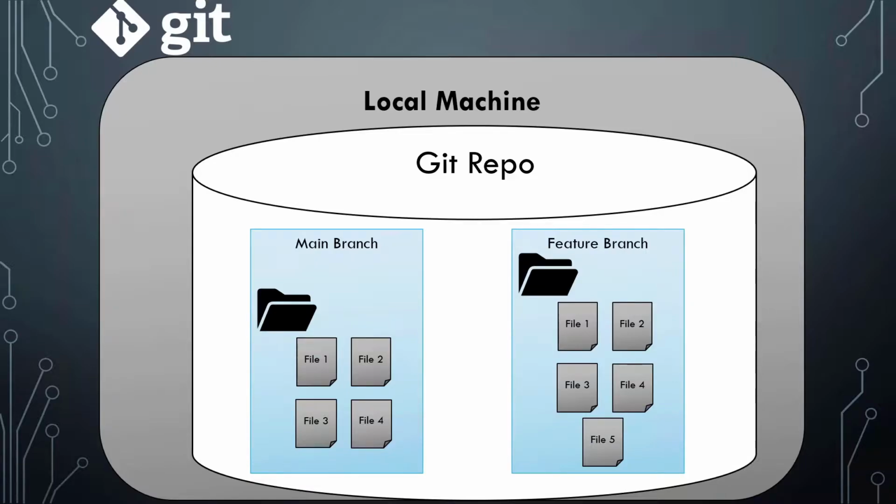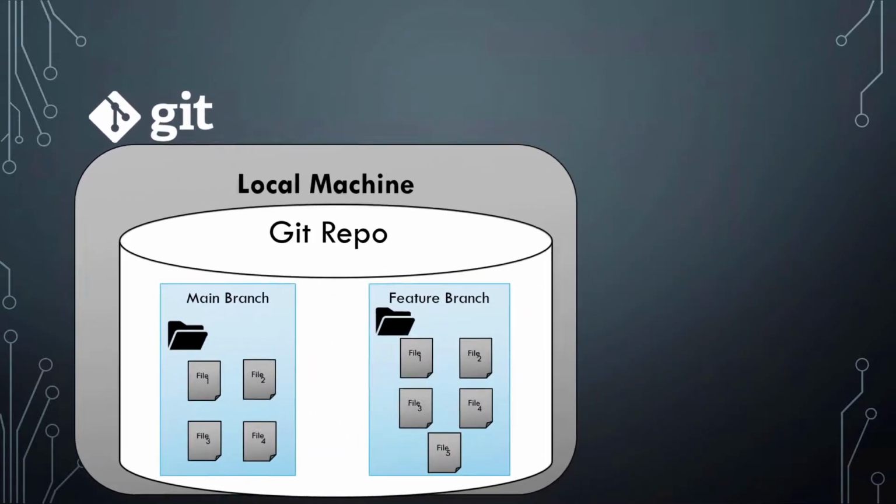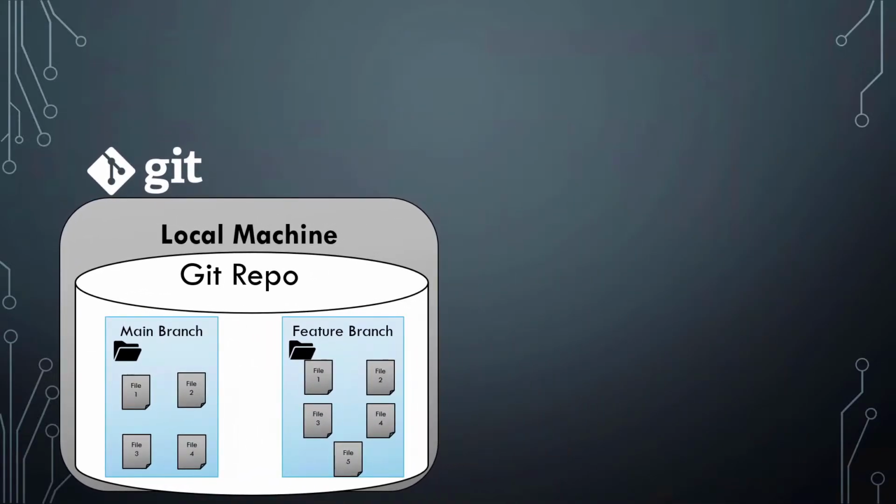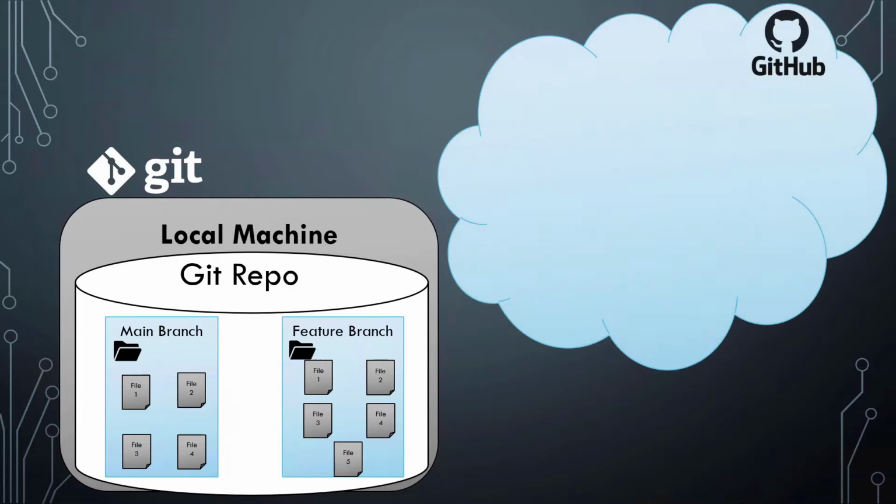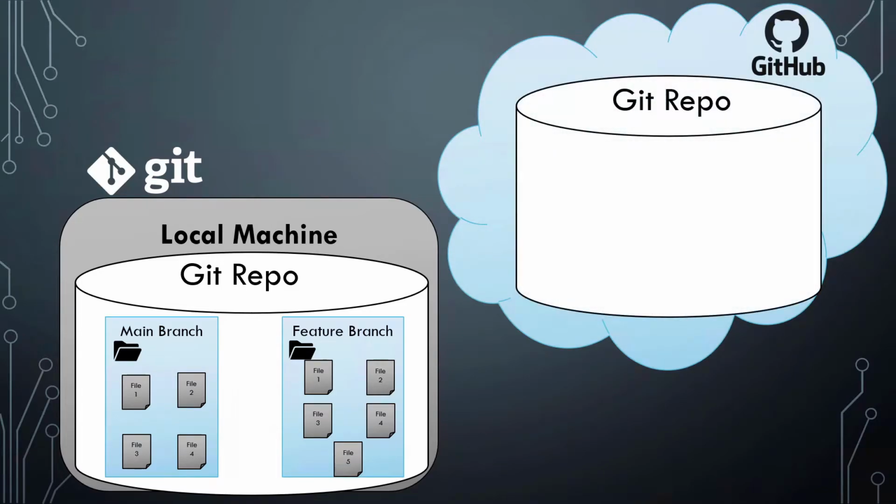I can add changes to this. I can do all this. I can do merges. I can do all this stuff locally. So where does GitHub come in? Well, as we already mentioned, GitHub is one of these cloud providers of many that allows you to manage your Git repositories in the cloud or remotely.